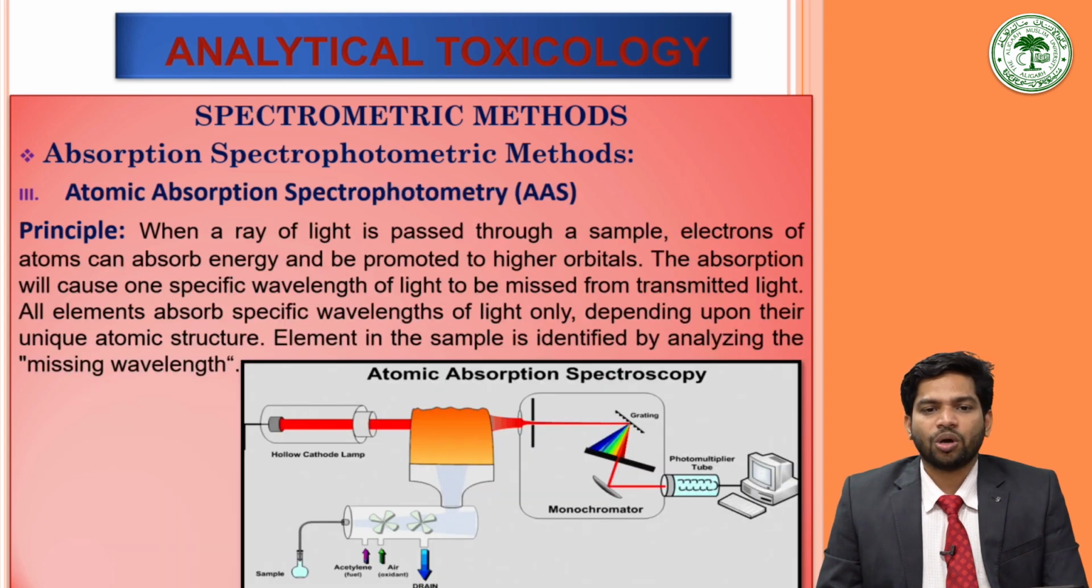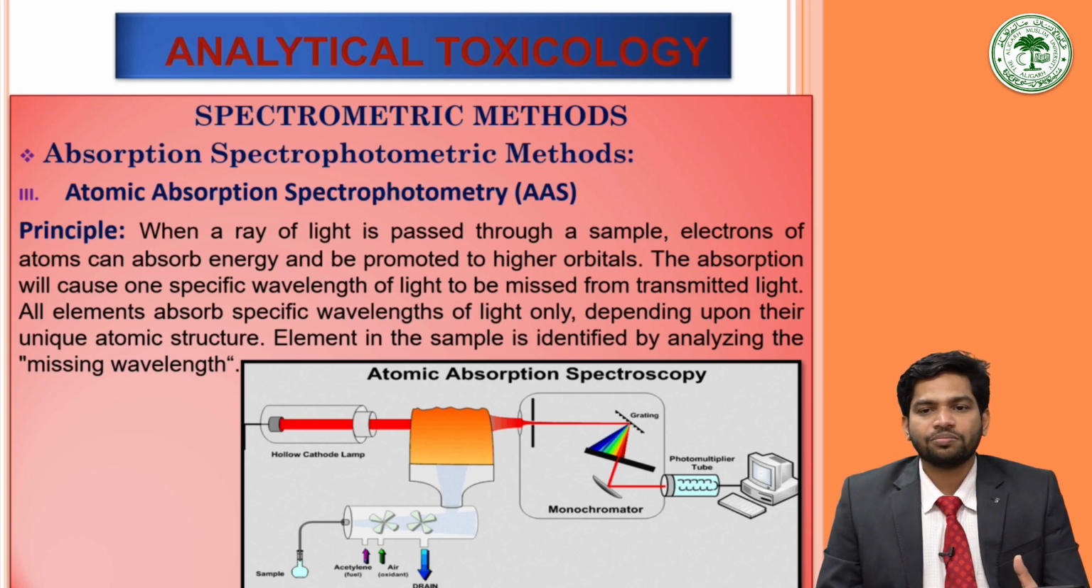Then atomic absorption spectrophotometry. This works on the principle that when a ray of light is passed through a sample, electrons of the atoms can absorb energy and be promoted to the higher orbitals. That is atomic absorption. The absorption will cause one specific wavelength of light to be missing from the transmitting light because it is absorbed by the atom.